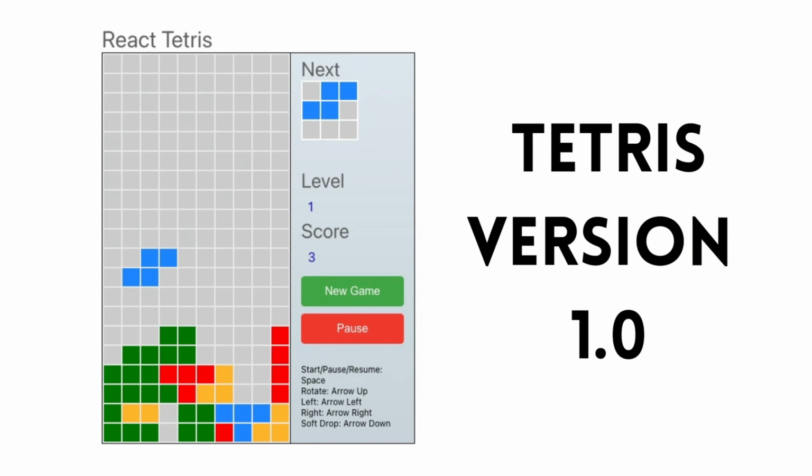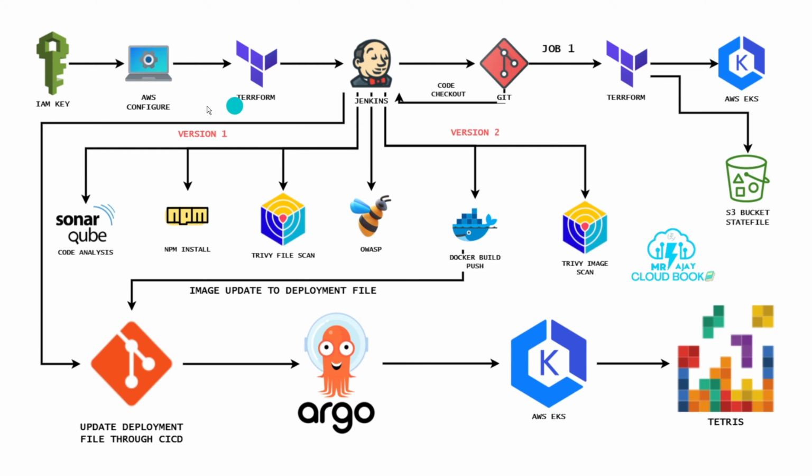Okay, and you can see this is the complete process we are going to do today. With Terraform we are provisioning EKS and Jenkins also. Let's go to my AWS console and create an IAM user.